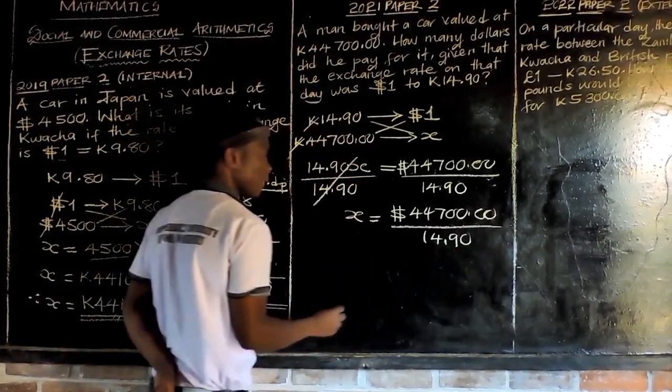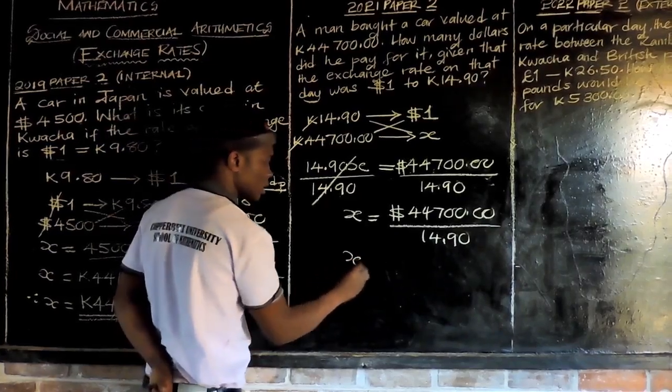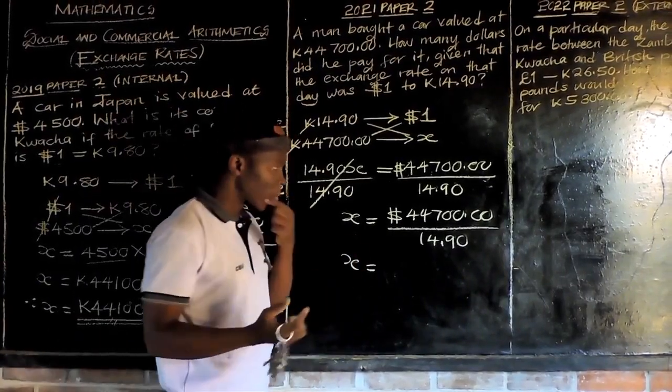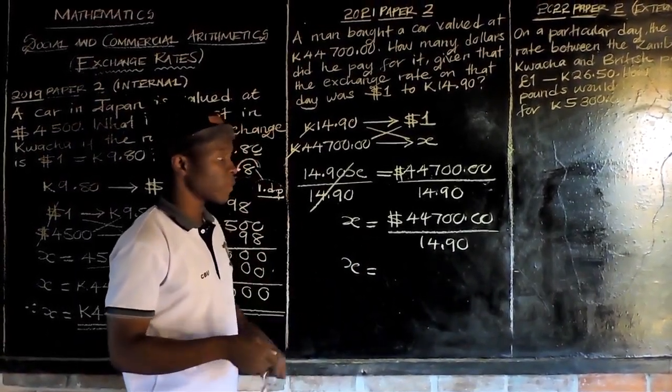14.90, right, guys? So we can say x is equal to, remember what I said? We're not allowed to use calculators in our exams at grade 9 level, maths paper 1 and 2.